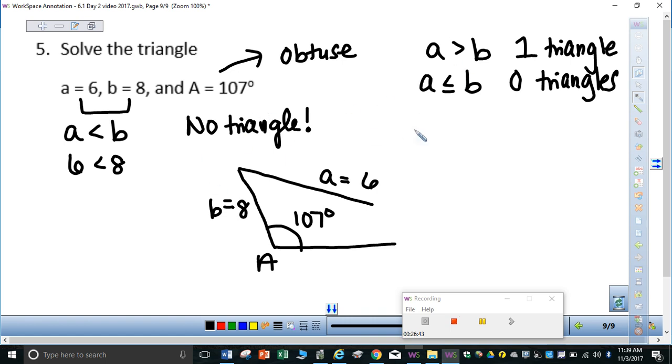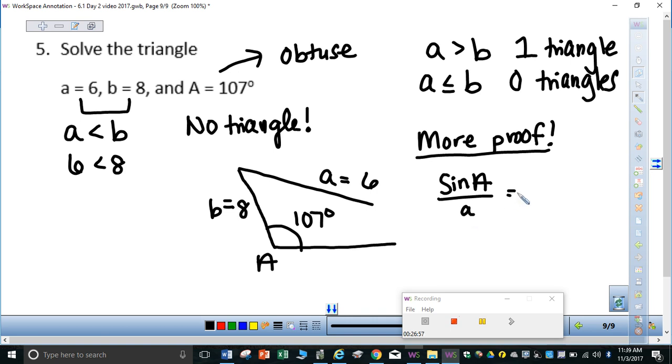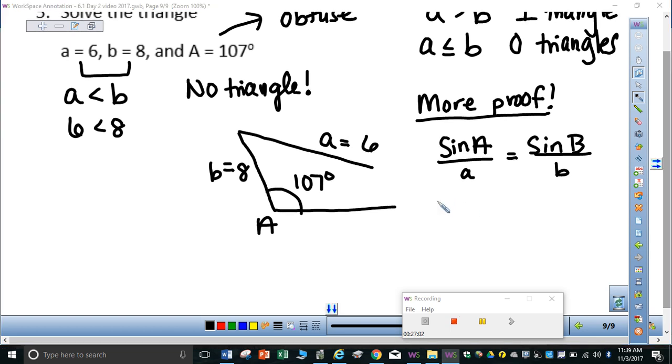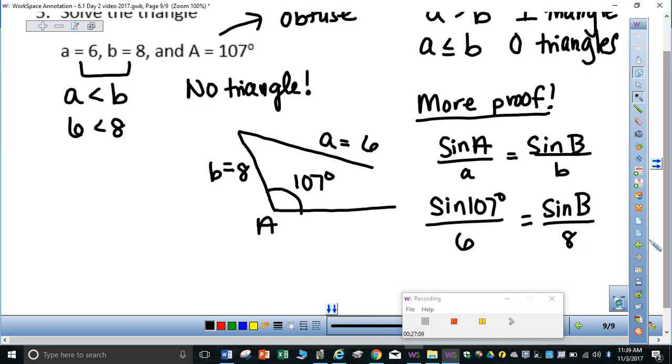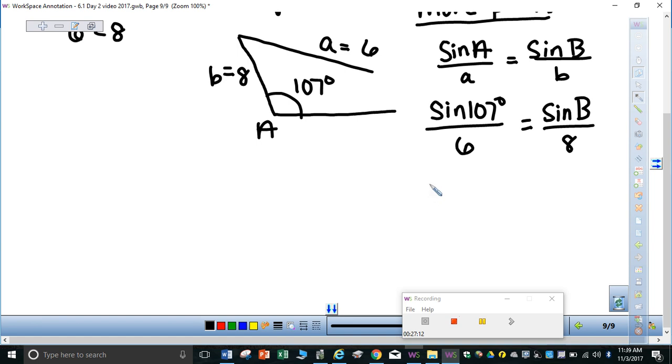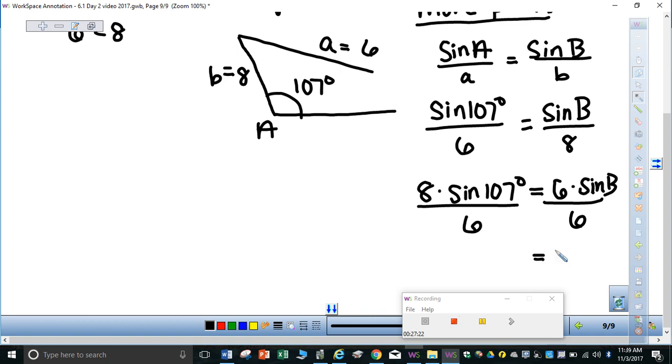Now let's say you didn't notice this right away, or maybe you forgot. I just want to give you a little bit more proof for why this situation doesn't work. So let's say that we just started to move forward doing the law of sines. I want to show you what will happen with our calculation. Okay, so let's go ahead and cross multiply. Divide both sides by 6.